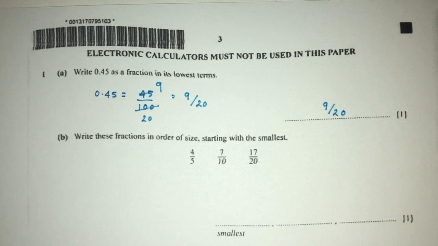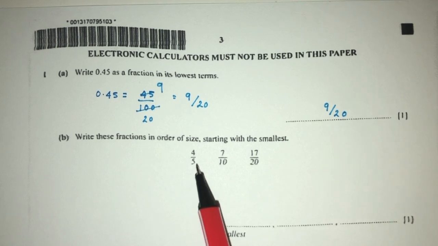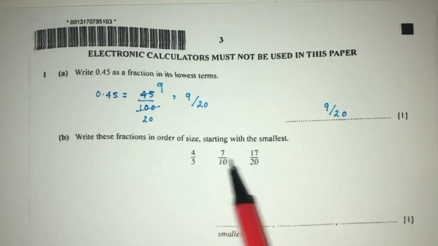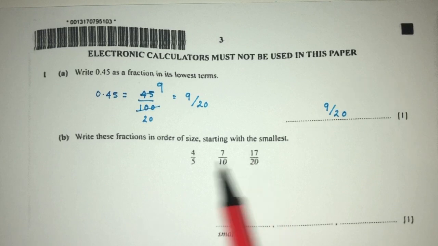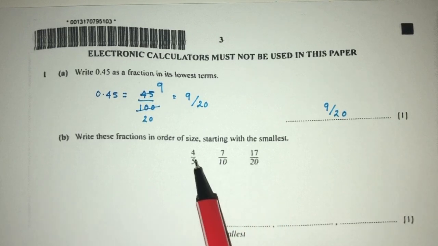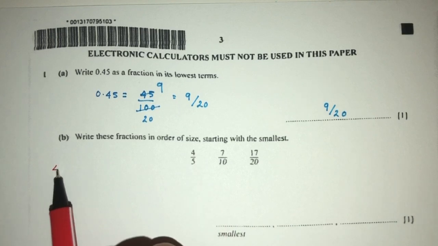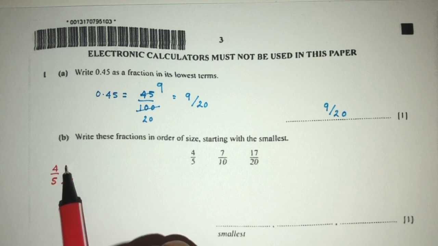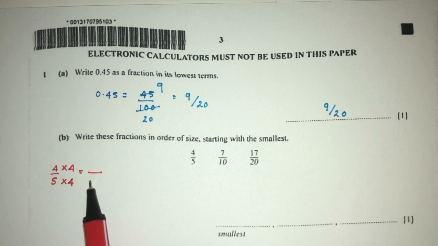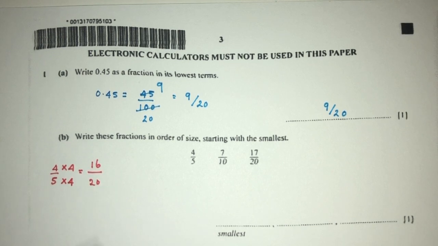Now for part B, we have to write these fractions in order of size, starting with the smallest one. The first thing we realize is that the denominators here are all different. Since here we have 5, here we have 10, and here we have 20, we realize that these two are factors of 20. So we can change that to 20. Let's do one by one. 4 over 5, we have to multiply this by 4 and 4 here to make this become 20. That will become 16. And same thing for this one. That will be 7 over 10. Multiply by 2, that will be 14 over 20.